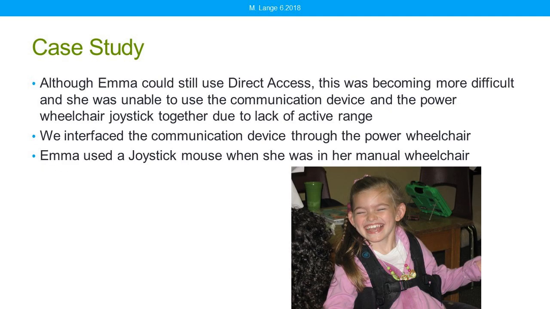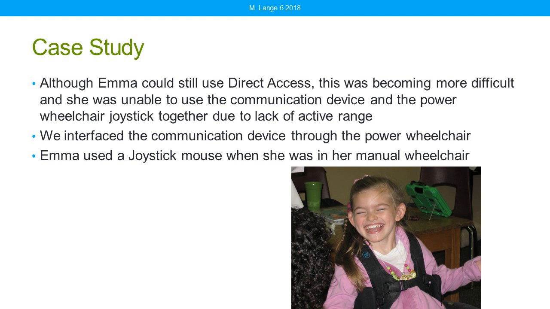So although Emma could still use direct access, it was becoming more difficult due to progressive muscle weakness, and it was hard for her to reach both the communication device and the joystick. So we were able to emulate interfacing with the joystick mouse, and she did very well. She was able to control her communication device with this, and we eventually interfaced the communication device through the power chair. Emma is still able to drive and use her communication device both through the joystick.